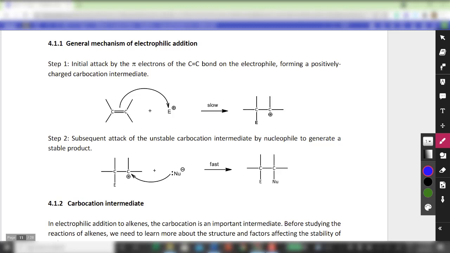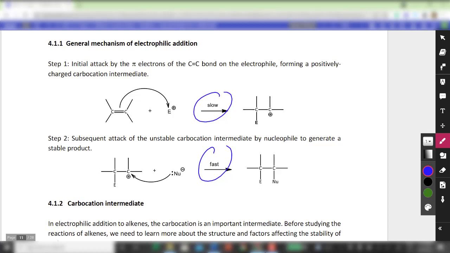There are usually two steps. I use the word usually because simple electrophilic addition is two steps, usually involving one slow and one fast step. The slow step is usually the first step, which generates the carbocation. The reason why the first step tends to be the slow step is because the stability of the alkene is being disrupted.